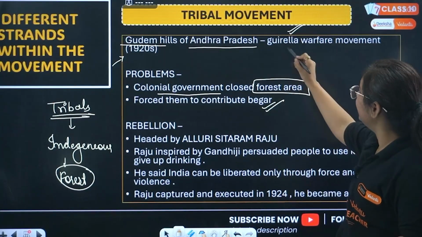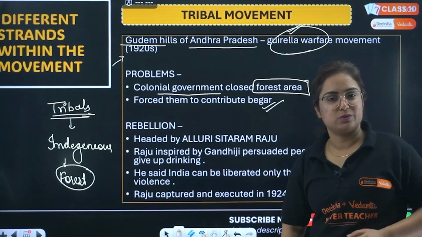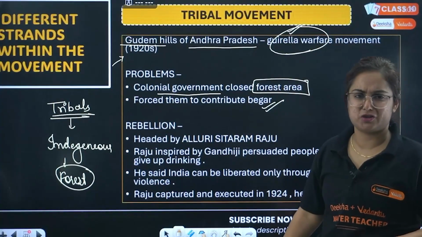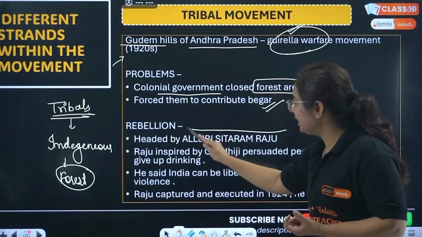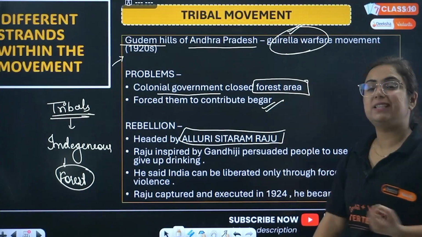What was the rebellion? The guerrilla warfare technique was used. They were just hiding and killing those Britishers. We know that tribal people do that, right? Now, this particular event was headed by Alluri Sitarama Raju.